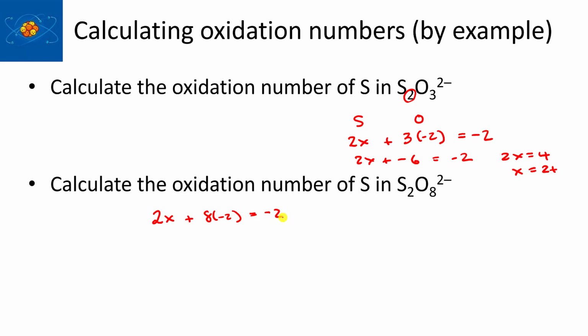So then I've got to do the math. That's minus 16, is equal to minus 2. That's 2x, so 2x is equal to 14, and x is equal to 7. So each sulfur in that compound has a plus 7 charge.